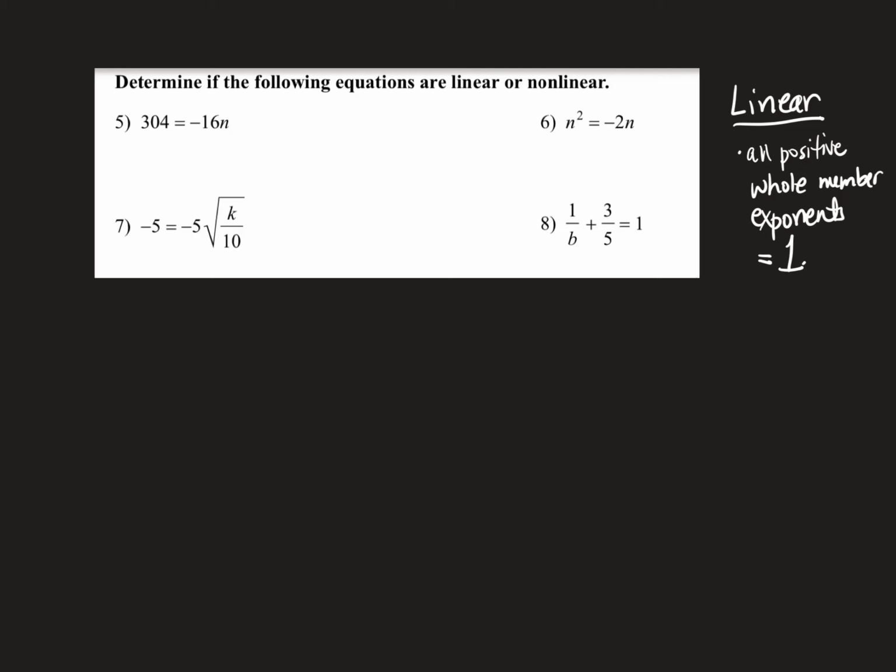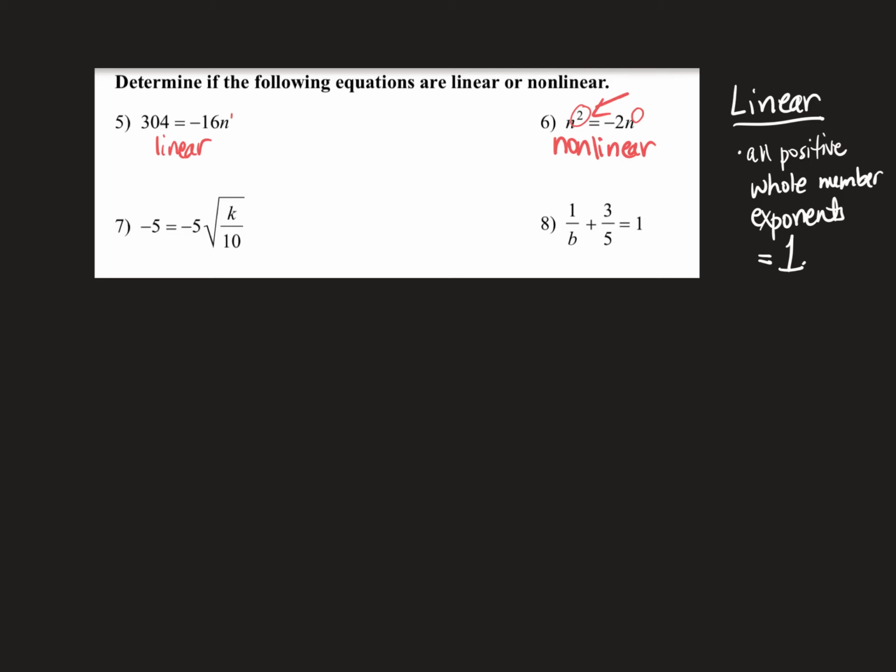So number 5, I have n to the first power. This is linear because that is my largest exponent. Number 6, I have n to the second power and n to the first power. Well, that is not linear because of the second power. This is what makes it not linear.